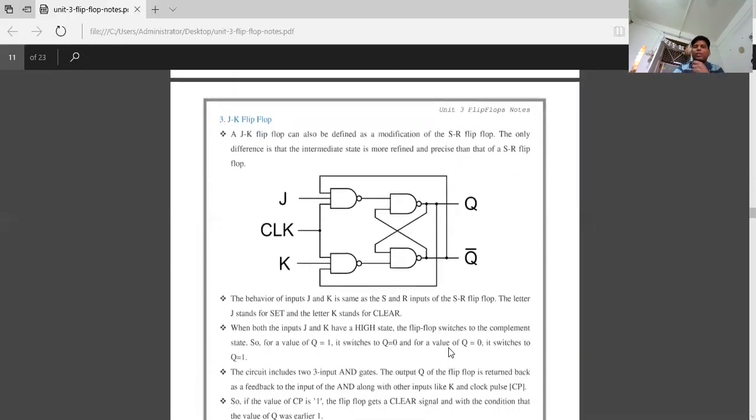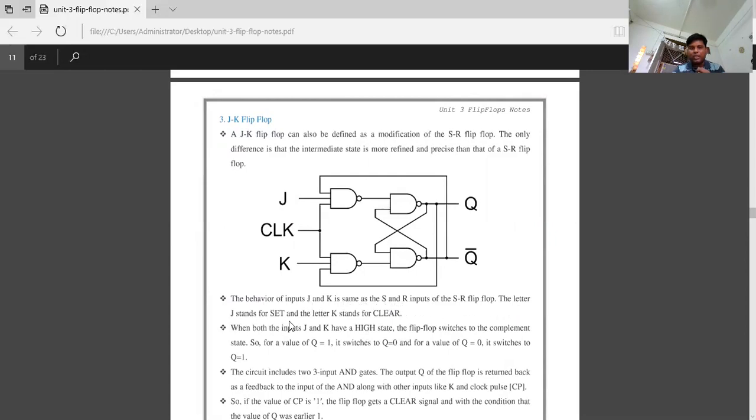The JK flip-flop is a two input and two output device, where Q dash is connected with J and Q is connected with K, with the clock pulse in between them. A JK flip-flop can also be derived by modification of the SR flip-flop. The only difference is that the indeterminate state is refined. In the SR flip-flop, the 1 1 input gives an indeterminate state, so in the JK flip-flop we remove this indeterminate state, and the behavior of inputs J and K is the same as the SR inputs.